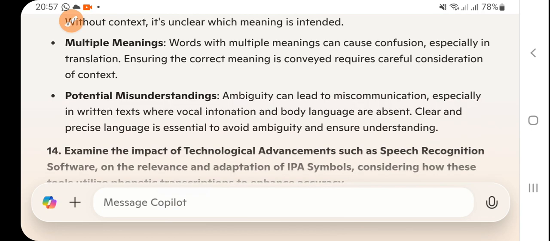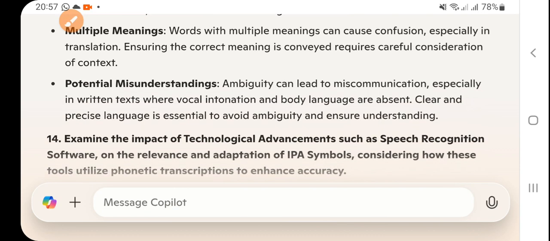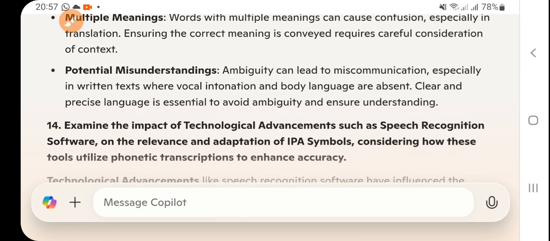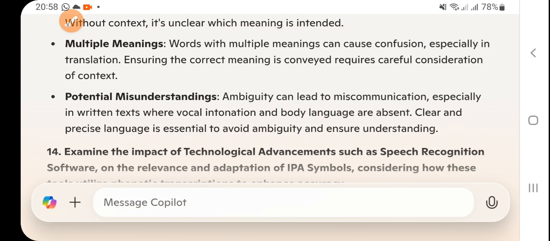We had already discussed multiple meanings. Words with multiple meanings can cause confusion, especially in translation. Ensuring the correct meaning is conveyed requires careful consideration of context, right? So that's a... sometimes words are not clear, and then it creates different meanings, right?